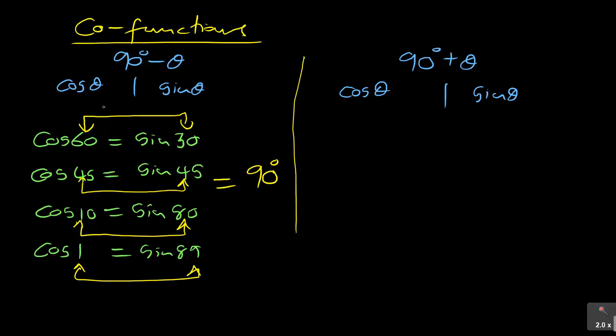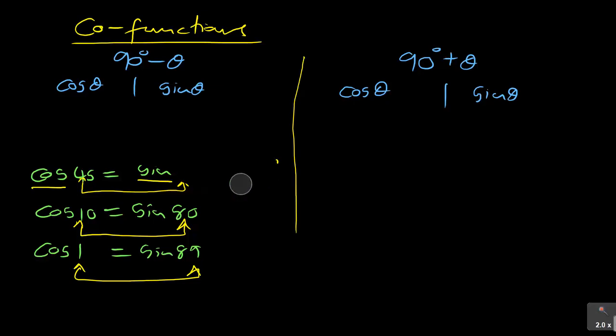Now, why is it called cofunctions? I start with cos, I end with sine. They are opposite of each other, cos and sine, but the angles between cos and sine are also adding up to 90 degrees. So what actually am I doing here?